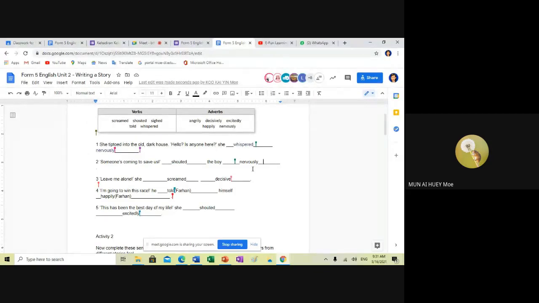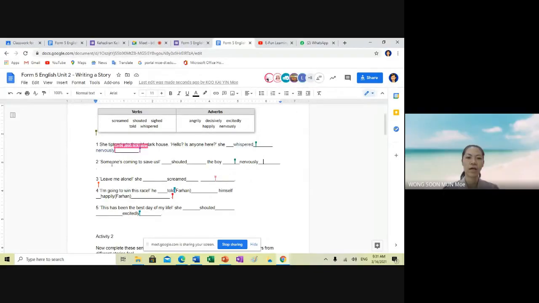Oh, okay, I got what you mean. Shouted, right? But you have to look at this sentence here: "Someone's coming to save us." That means it is a hope. They are in a situation where they are hoping for someone to come and save them, and now someone is coming. So maybe nervously is not really very suitable in this case.